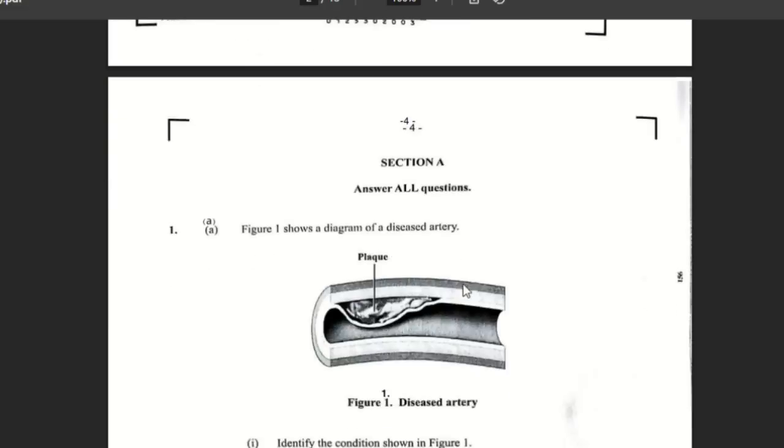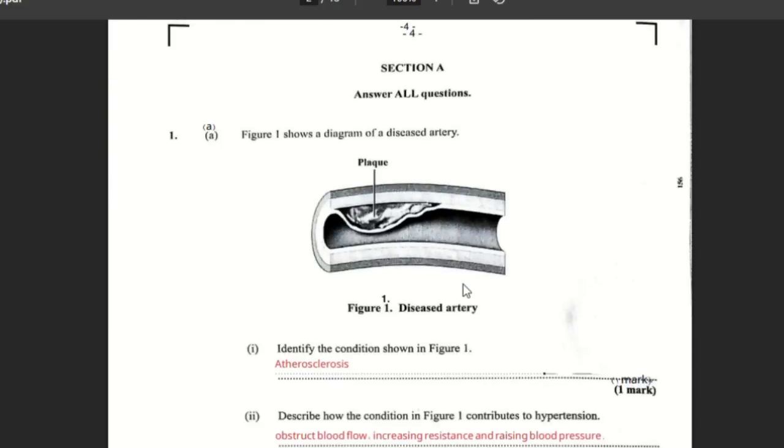Obviously, they cannot test you on the entire syllabus, but they will pick out different parts and put it on the paper too. Anyways, this is going to be section A. We're going to start here and then go along.